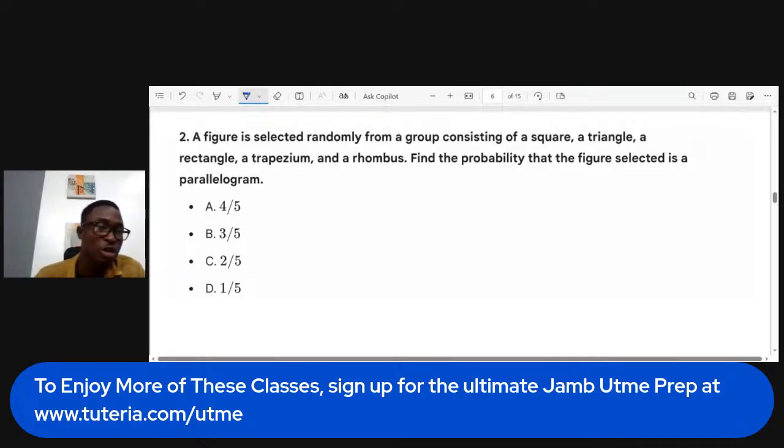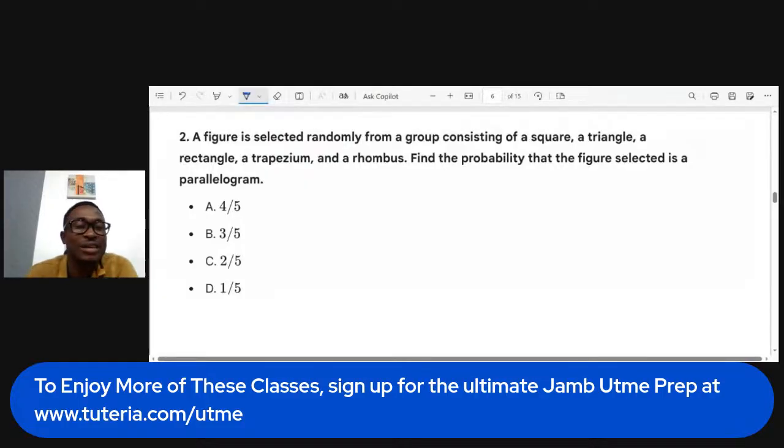All right. So number 2 says a figure is selected randomly. For some of you that have been dropping answers, I want you to drop this answer too because I want to test your knowledge on this. And please don't check online. There's no need. That's why you're in a free class like this.